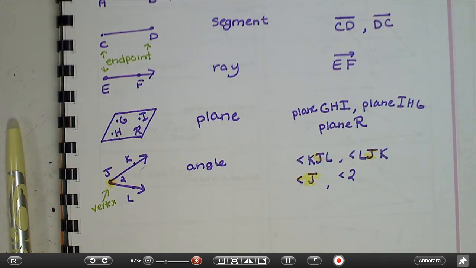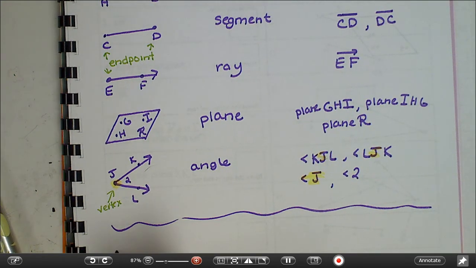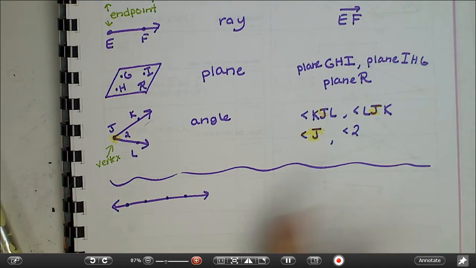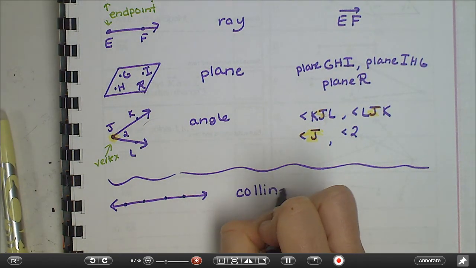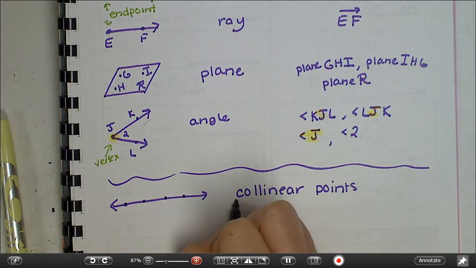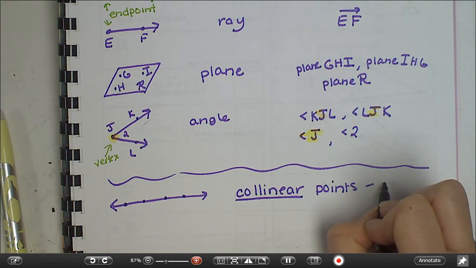All right, those are the basic building blocks. Another word that's important, that we'll use sometimes. It looks like this. There's a bunch of points kind of drawn on the line. Those are called collinear points. Collinear means together. So the points are together on the same line.